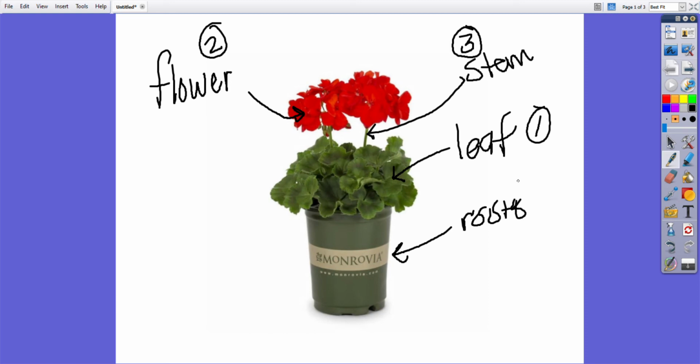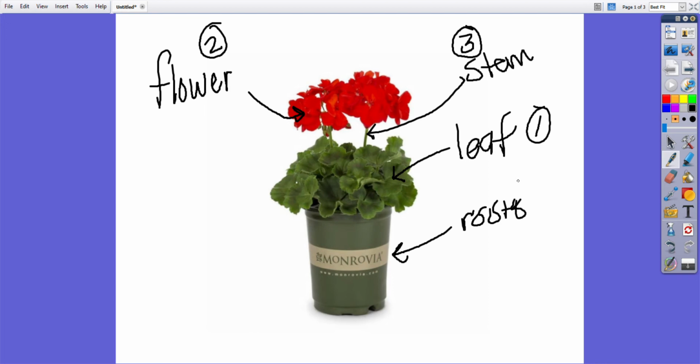If you could see the roots on the geranium, you would see they are long and there's lots of them together. And they help the geranium to eat. So, all plants need light, water, and air to live. So this geranium will need light, water, and air.